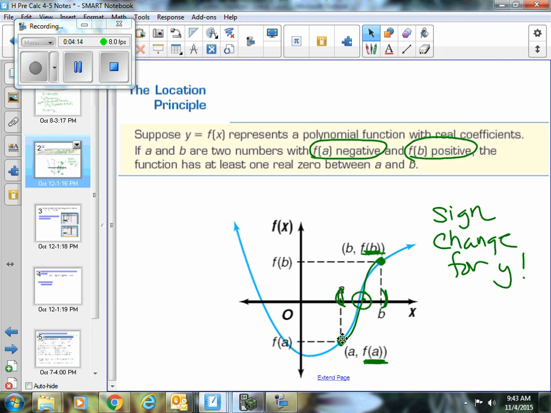And that would work too if you're talking about going from a positive answer to a negative answer as well. You're going to have a sign change. So if it ever goes either direction, negative to positive, positive to negative, we're going to have a change in sign. So graphically, that's what we're looking for when we're trying to find these.